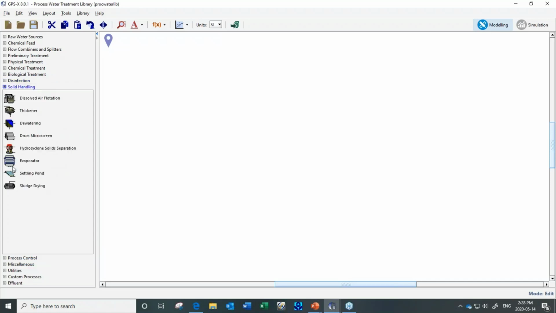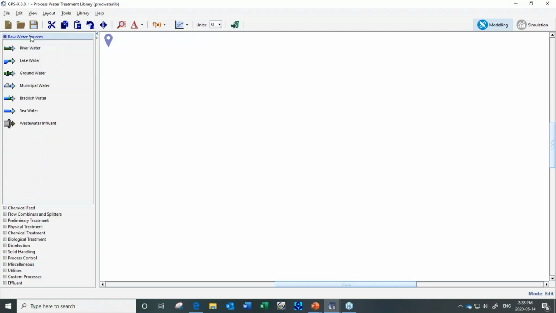So essentially, you can have all of these unit processes, and when you want to start a layout, you're just going to drag and drop. So for example, if there is one water source, you're just going to drag it onto the drawing board here, and then you will start building your layout.